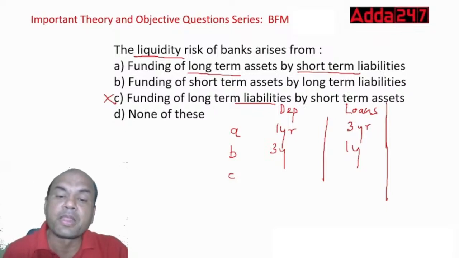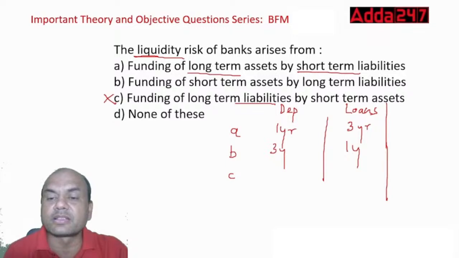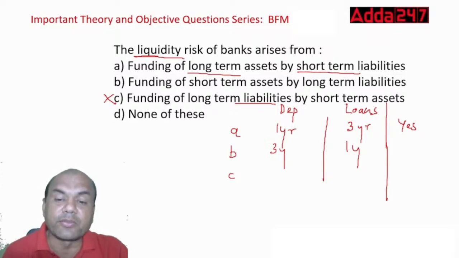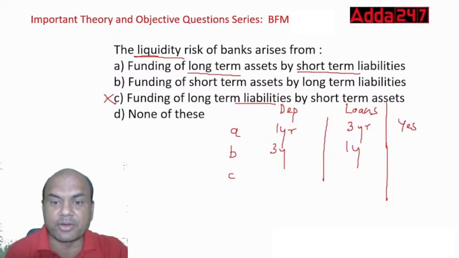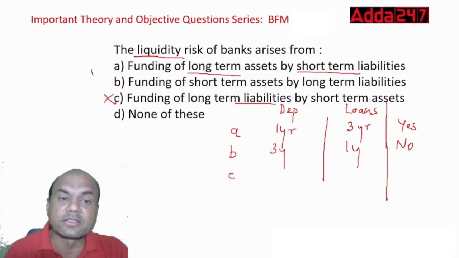Now the question lies between A and B. In A, I have a 1 year deposit and I have given a 3 year loan. Will it create a problem for me? Yes, it will. Because the person who has deposited will come to me after 1 year, but the borrower will pay me after 3 years. What about B? If this person has given me a deposit of 3 years, he will come after 3 years, but the borrower will pay me immediately after 1 year. So I won't have any liquidity problem because whenever the depositor comes, I can repay him or her. So the answer is A.